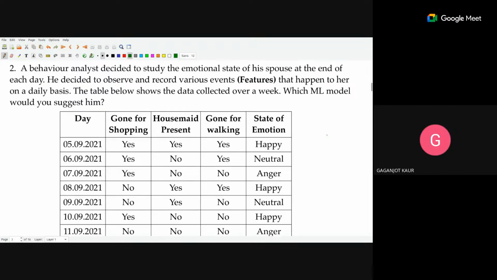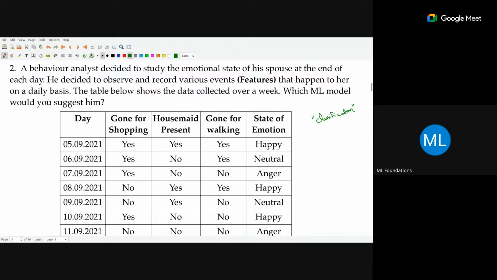So this is classification, sir, I guess. Classification. Any other answers? Yeah, it's classification, sir. Does everyone agree with this? Yes, sir. Yes, sir. Okay. Now tell me.